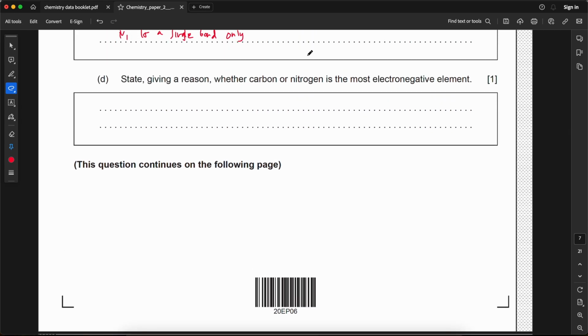State, giving a reason, whether carbon or nitrogen is the most electronegative element. It's nitrogen, because of the larger number of protons and smaller atomic radius, so it is easier to attract electrons. As the radius is smaller and it has more protons, it has higher attraction, so it will have higher electronegativity.